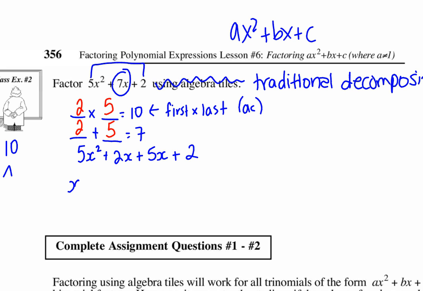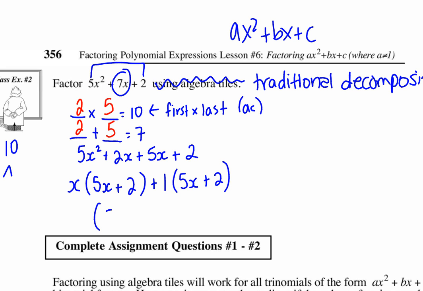Okay, the first two, if we group together, what can we factor out? An x. We're left with 5x plus 2. What can you factor out of 5x plus 2? Instead of nothing, you're going to write plus 1. The only common factor is 1. You can only divide those both by 1. The only thing that's in common. And we're still left with 5x plus 2.